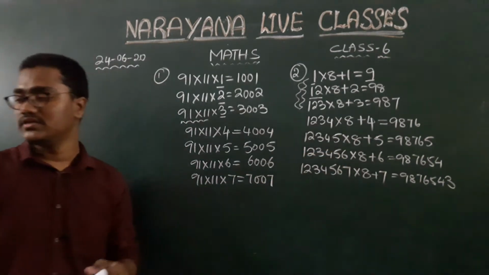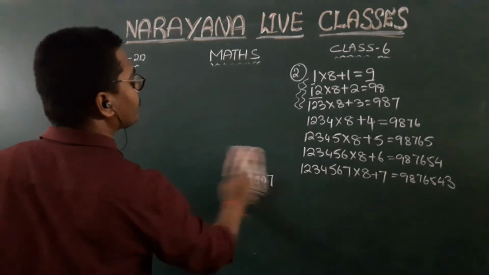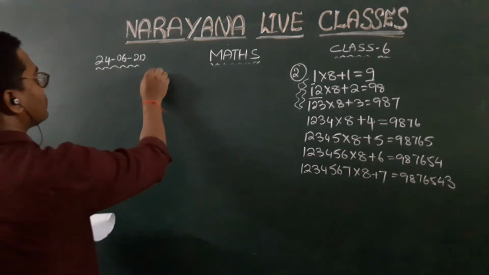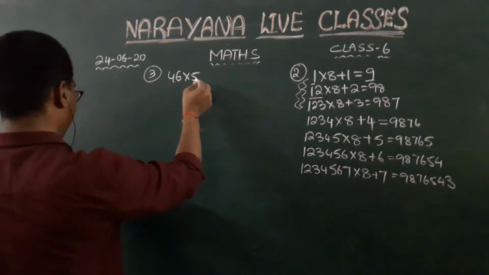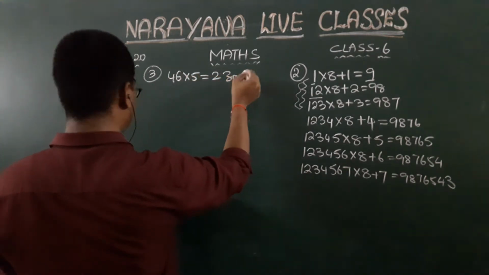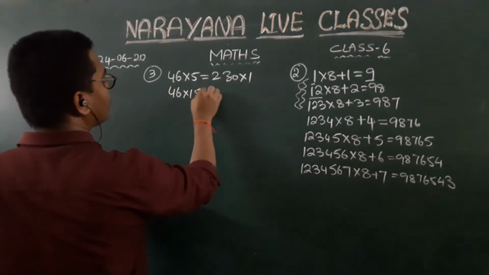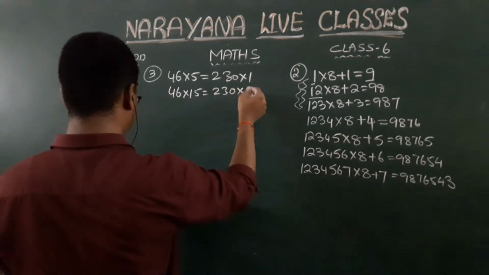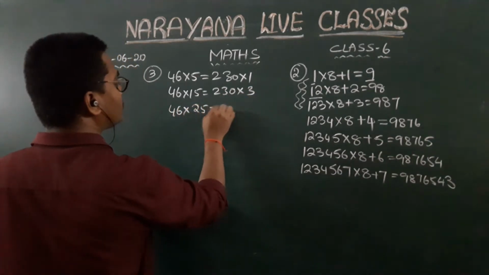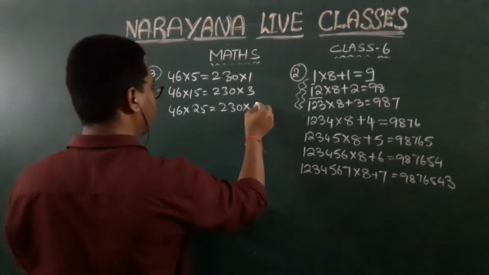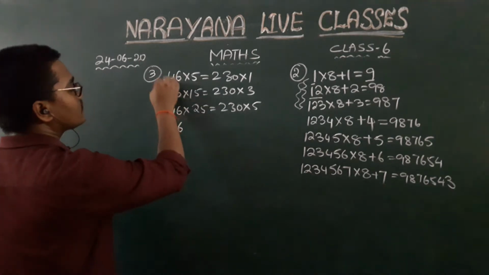Now coming to the third question. When you observe the third question over here, the question is 46 into 5 is equal to 230 into 1. Next, 46 into 15 is equal to 230 into 3. Next, 46 into 25 is equal to 230 into 5. They are asking us to write down the next 2 steps, children. So 46 is a number which is common in each and every step.